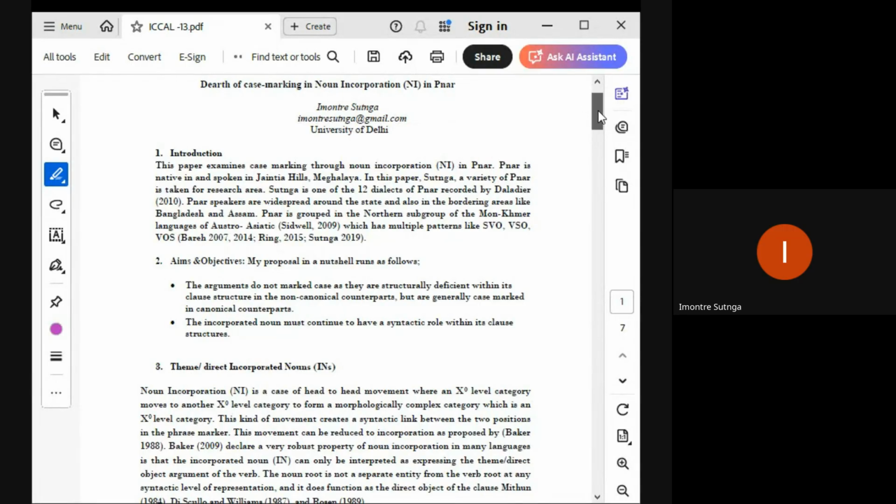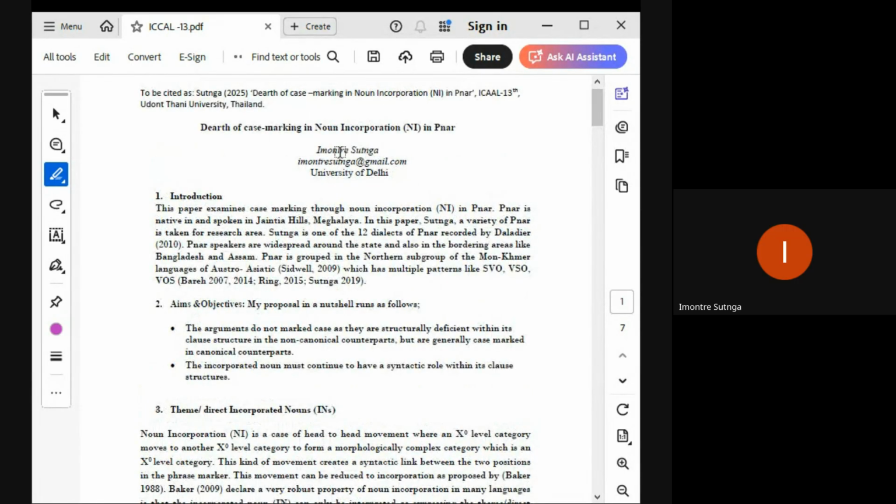My topic for today is the role of case marking in Noun Incorporation in Pnar. I would like to start with the introduction.